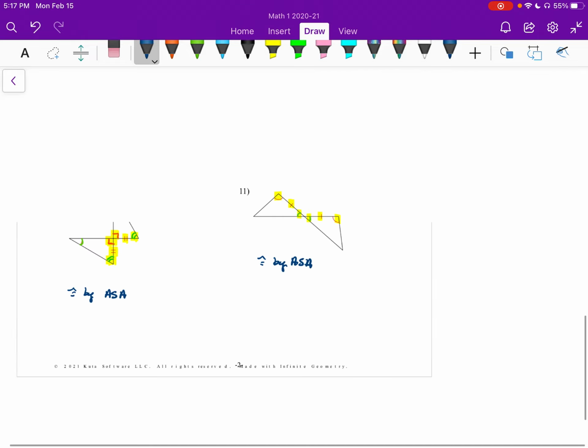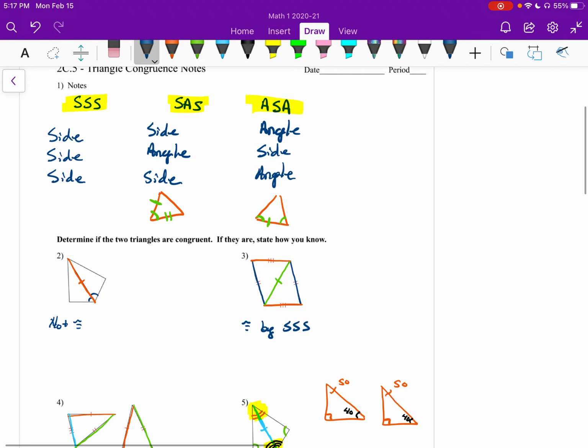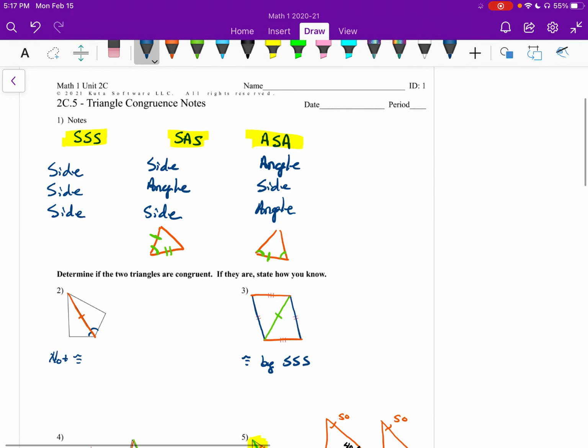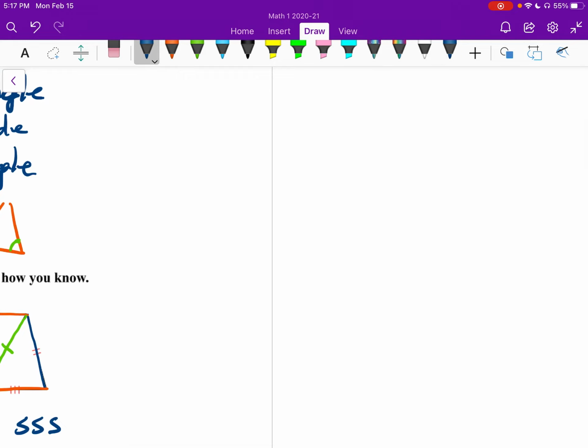All right, let me look and see. We did a bunch of angle, side, angles. We had some side, side, sides. And what was the last one? Side, angle, side. So what would that be? Let me just show you what a picture of that would be like, the side, angle, side.